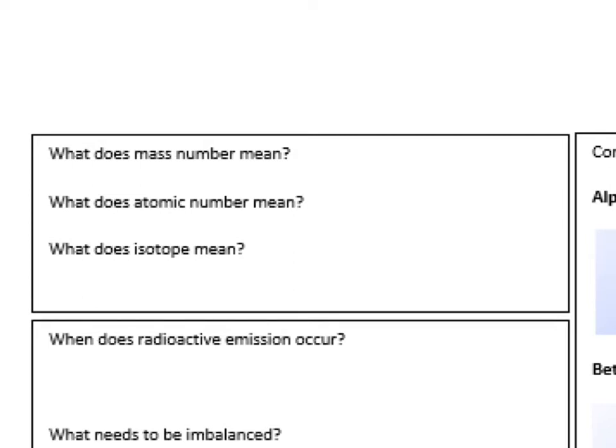Okay, so we'll start up in this top left hand corner. What does the mass number mean? Okay, so that's the number of protons and neutrons in an atom. Okay, the atomic number is the number of protons.